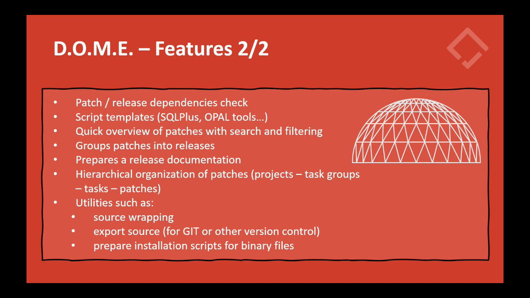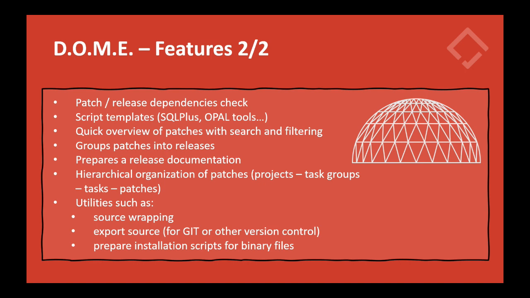Patches can be grouped into releases, and this is really useful because within a release you can generate scripts for all patches in once and install them in a certain target environment like test or production. Also, it is possible to prepare a release documentation, which is a lot of times required by the customer. And in this documentation, you can get a list of all patches which are installed within the release. You can get a list of all objects. You can get additional information when the patching started, when the patching ended, and so on.